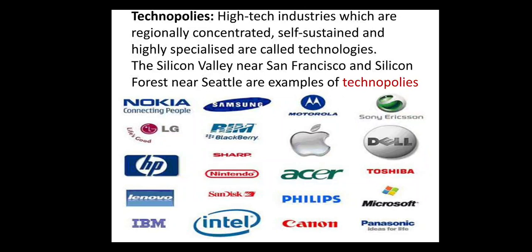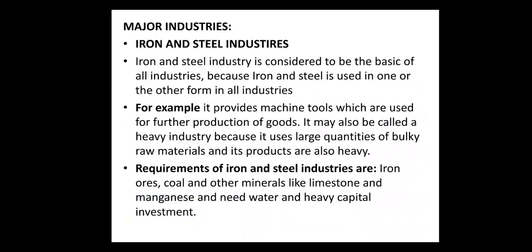High-tech industries which are regionally concentrated, self-sustained and highly specialized are called technopolis, not technologies. Please make the correction. It is technopolis. Examples of technopolis cities are Silicon Valley and Silicon Forest. These are the two examples of technopolis. In India, we can say Bangalore is the technopolis city of India, because in Bangalore we have a large number of modern high technology based industries.